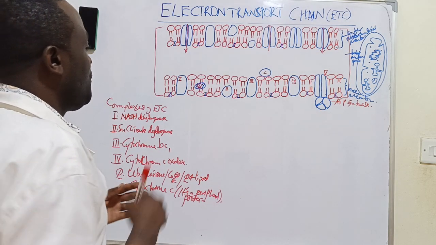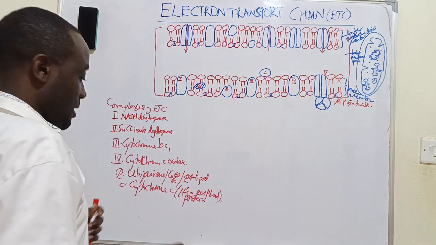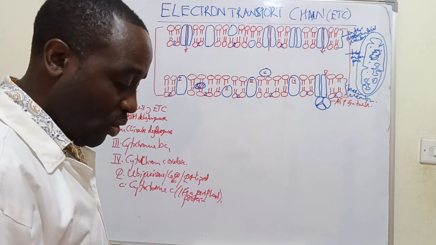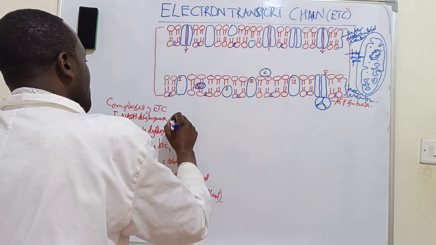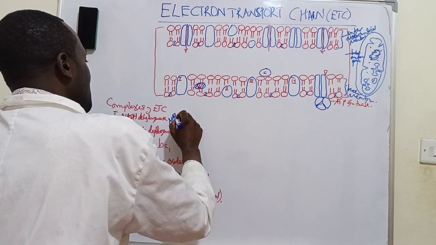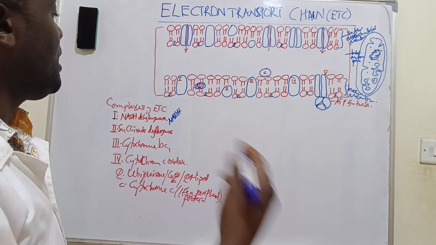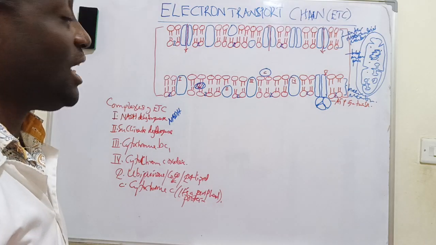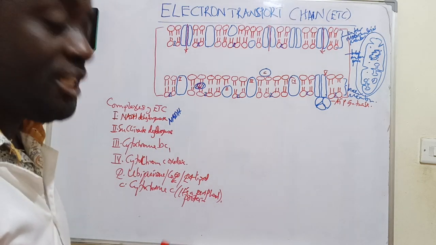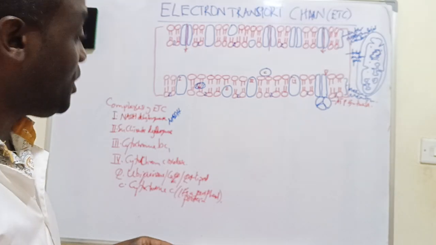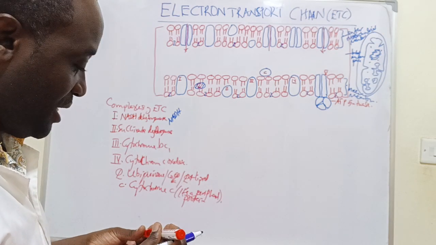Now, from the Krebs cycle and glycolysis as well, there is a coenzyme called reduced NAD. This reduced NAD comes from both glycolysis and the Krebs cycle as well. Now we need to get ATP out of reduced NAD.